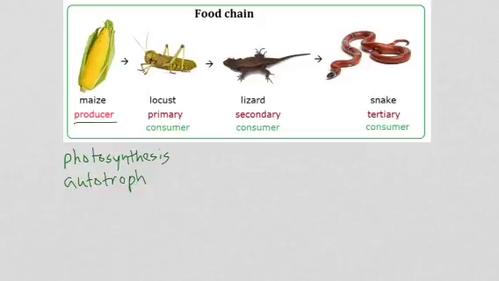Now, you'll notice in this food chain that the arrows, and an arrow in any food chain or food web, always point away from what is being eaten towards what is doing the eating. So in this case, the arrow goes from the maize or corn to the locust, which is a grasshopper.